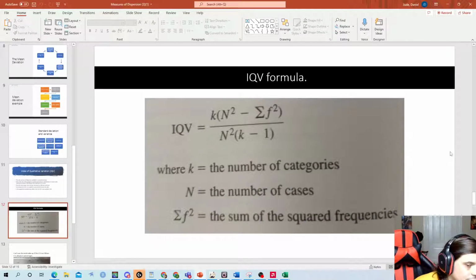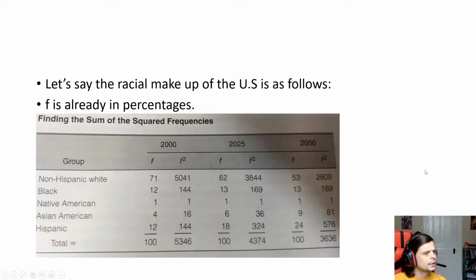Just report that as it says from the data set, not the sheet that I'm going to share. I'll upload it later. So let's say racial as follows. This is an example of just what I just showed you.